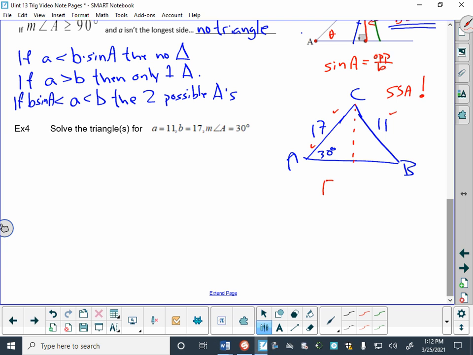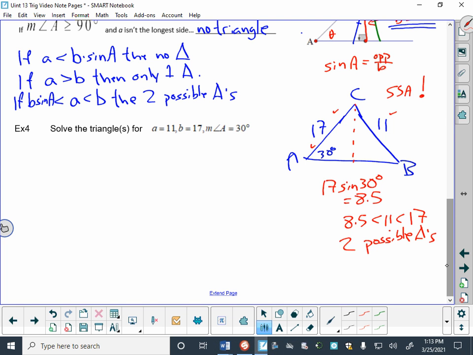So that's 17 sine 30. Sine of 30 degrees from our unit circle special right triangles is a half. So this is 8.5. And so our 11 is between 8.5 and 17, which means since the 11 is between 8.5 and 17, there are two possible triangles that we need to consider.